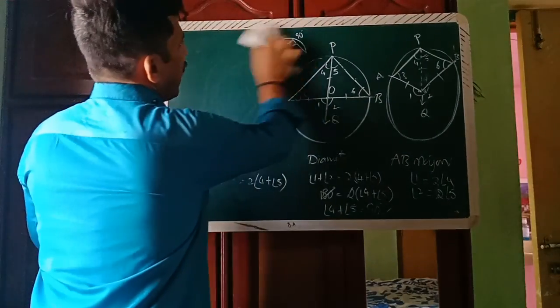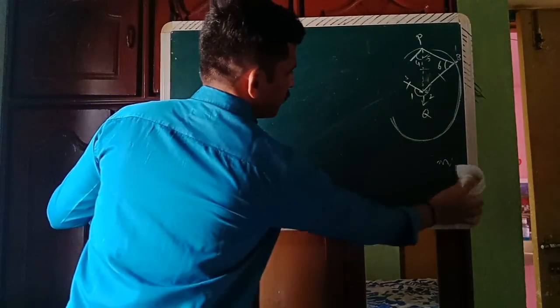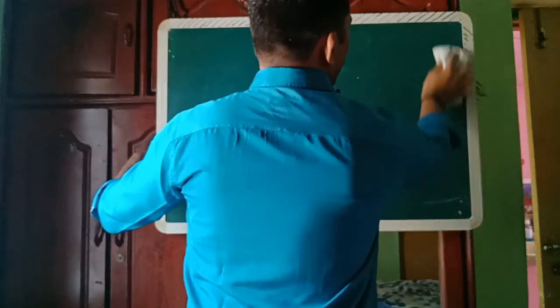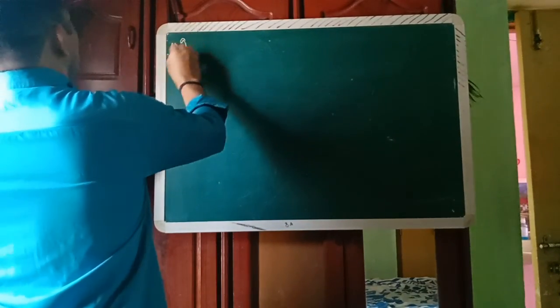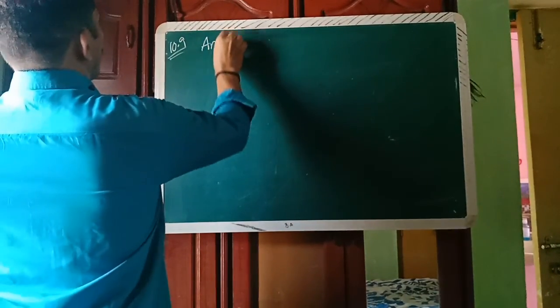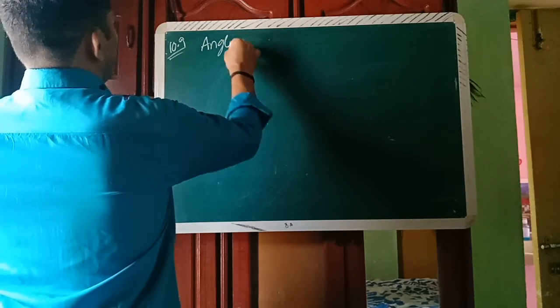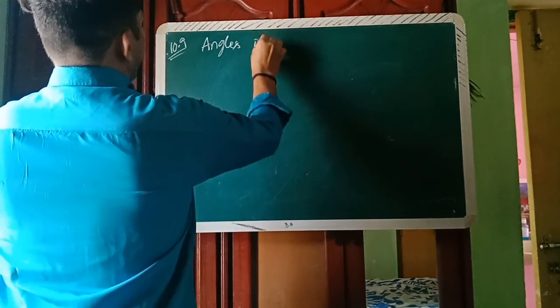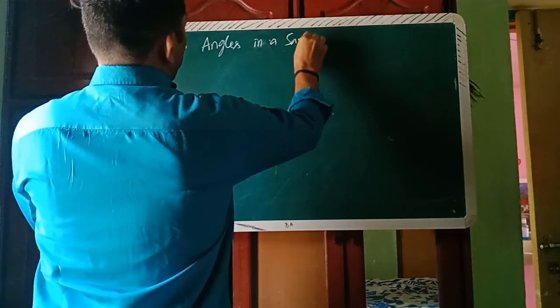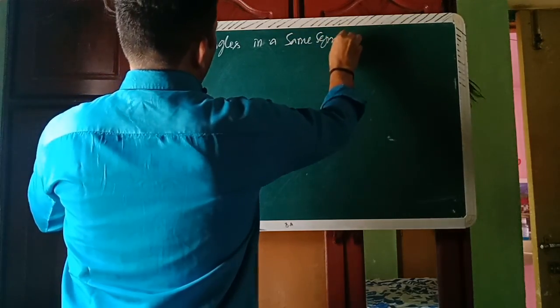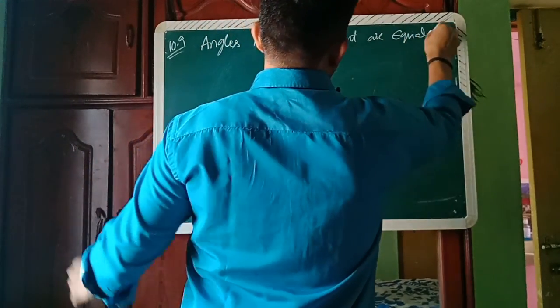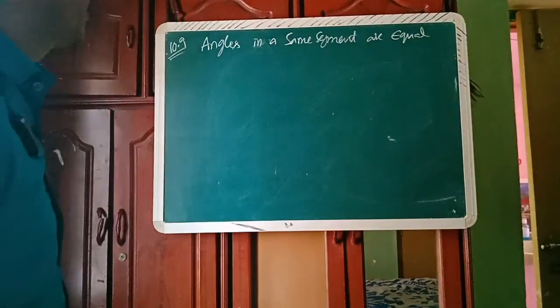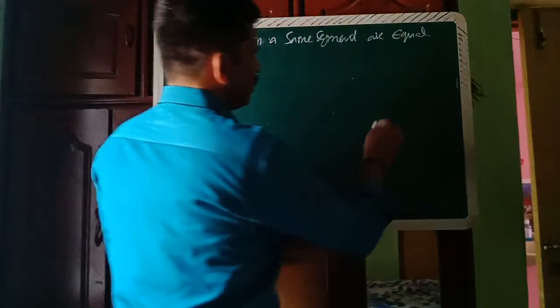Next one is angles in the same segment are equal. Theorem 10.9: angles in the same segment are equal. How are angles equal in the same segment? That is the question.